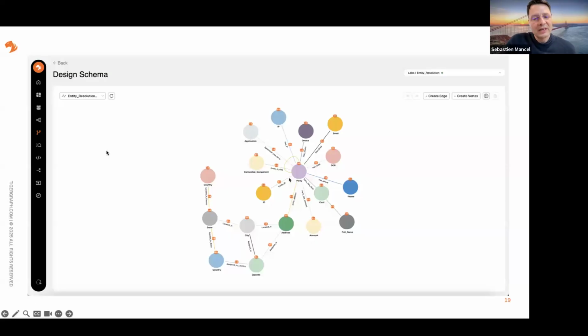Now, what's powerful here is that customer profiles can be updated continuously as new data comes in. So this is not just a static schema. This continues to evolve with new data coming in.